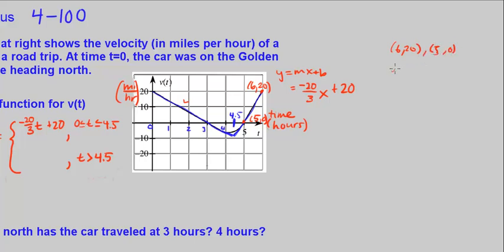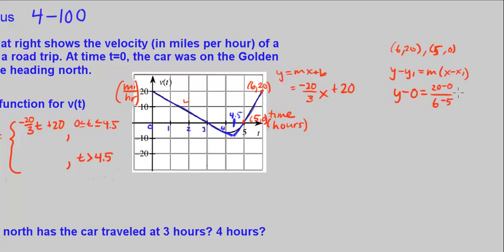Then I can use the point-slope form, y minus y1 equals m times x minus x1. Okay? I'm going to use this point. So it's y minus y1, which is 0. The slope is the change in y over the change in x. So the y value goes from 20 to 0, so 20 minus 0 over 6 minus 5.